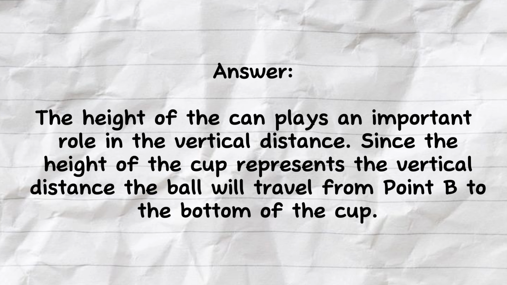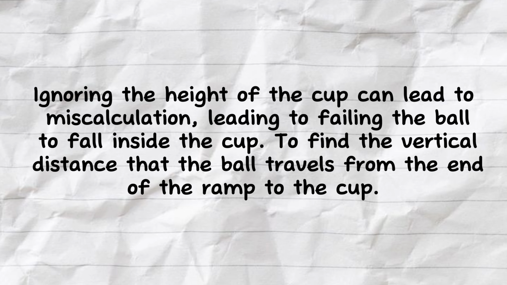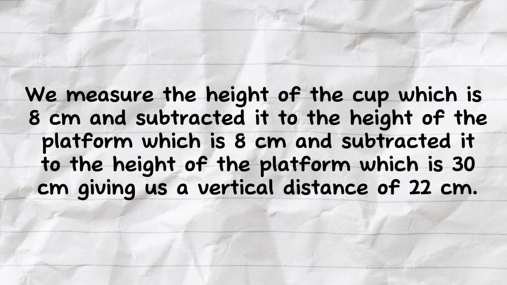The group answered that the height of the can plays an important role in the vertical distance, since the height of the cup represents the vertical distance the ball will travel from point B to the bottom of the cup. Ignoring the height of the cup can lead to miscalculation, causing the ball to fail to fall inside the cup. To find the vertical distance that the ball travels from the end of the ramp to the cup, we measured the height of the cup, which is 8 centimeters, and subtracted it from the height of the platform, which is 30 centimeters, giving us a vertical distance of 22 centimeters.